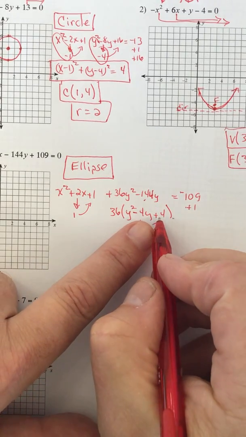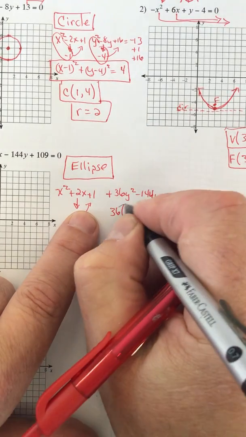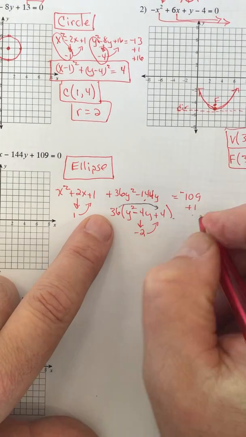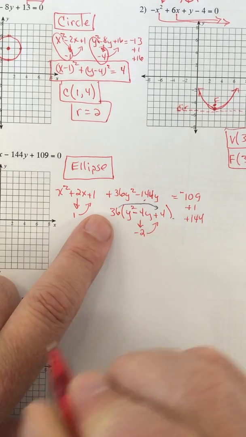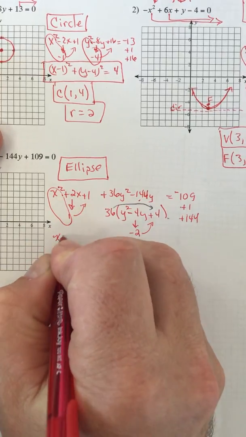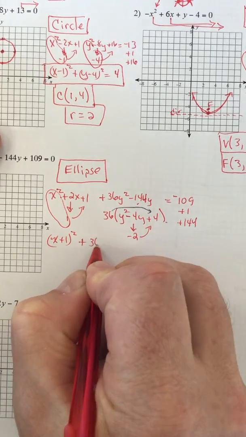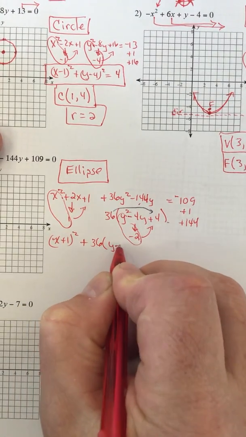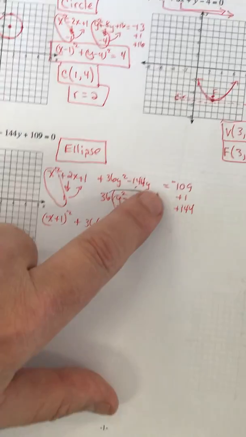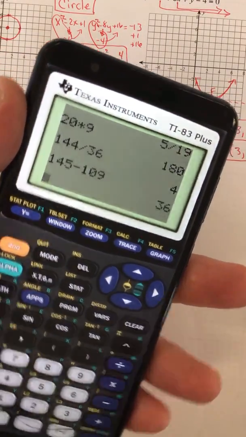Okay, it looks like I added 4 to this side. I have to add 4 to this side, but really I didn't add 4. I added 36 times 4. So 36 times 4 was 144. So I added 144 on this side, so I'll add 144 on this side. Okay, here's the completed square. So that's x plus 1 all squared plus 36, and then here it is on this one, y minus 2 all squared equals 145 minus 109, 36.